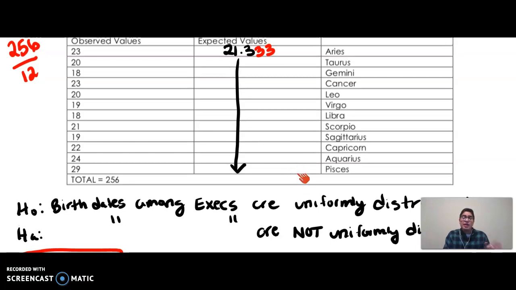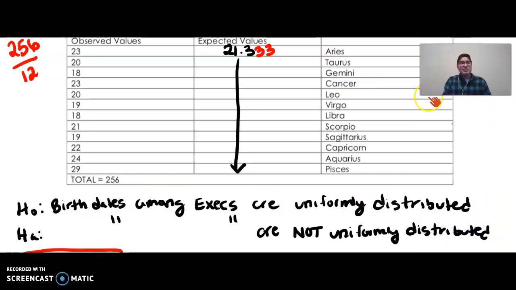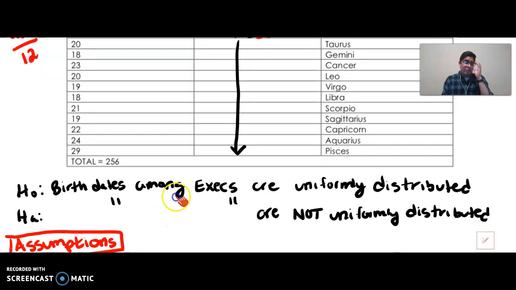Now, I will state my hypotheses here. My null hypothesis is that the birth dates of the executives are uniformly distributed. I don't have any evidence to suggest otherwise. However, I believe that the birth dates are actually not uniformly distributed. So you can see here, we're not writing a parameter. We're not saying p is equal to something. Some teachers might teach p of Aries equals p of Taurus equals 1/12, etc. Here, we're just going to leave it as words.